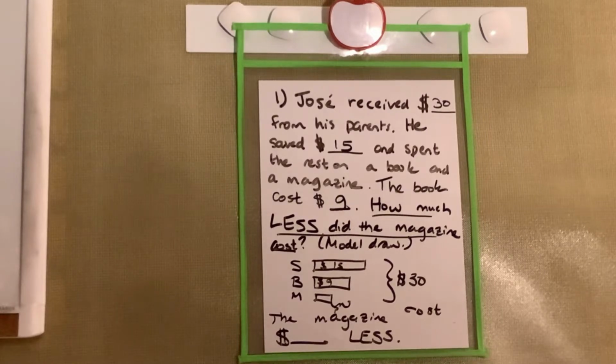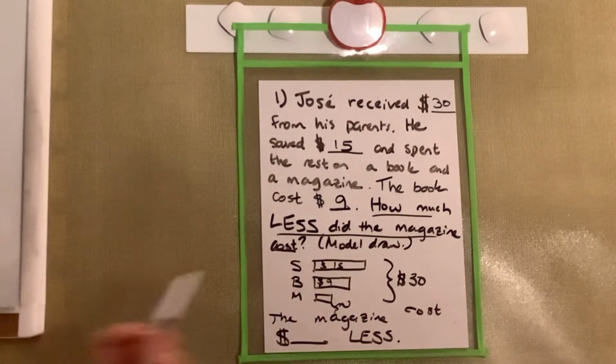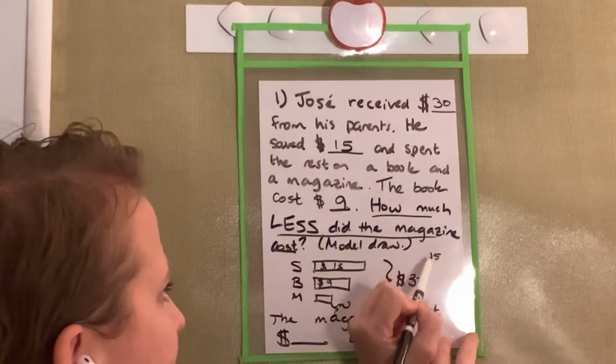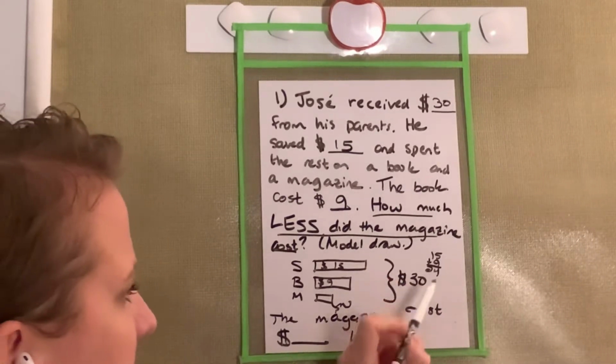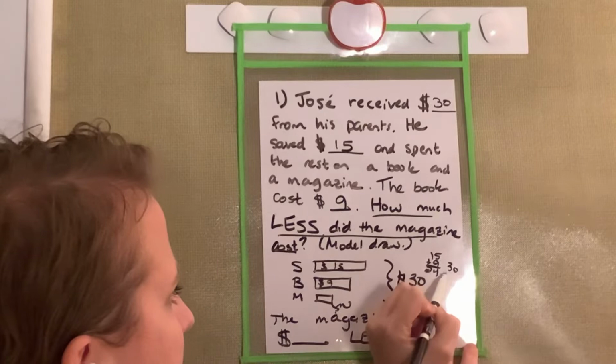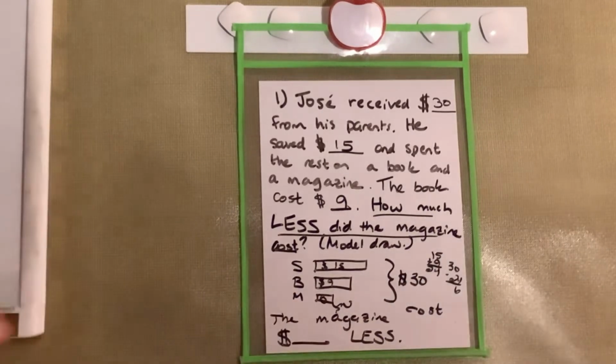So step 1 is to find how much the magazine costs, okay? So in order to do that, I'm going to add 15 and 9. That's the savings and the book. So we do 15 plus 9, which is 24. If the total is 30, then we want to subtract 30 minus 24, which is 6. So that tells us that the magazine costs $6.